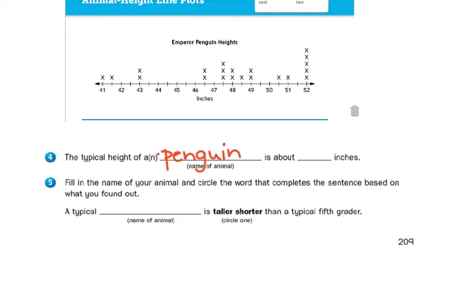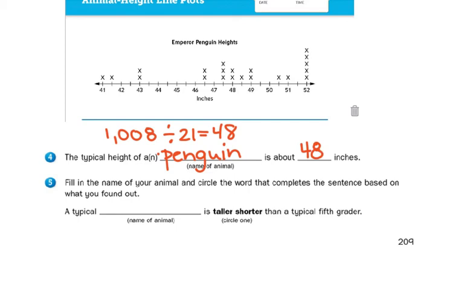Remember, we took 1,008 divided by 21 X's or 21 data points. So on your calculator, take 1,008 divided by 21, and the answer is about 48 inches.